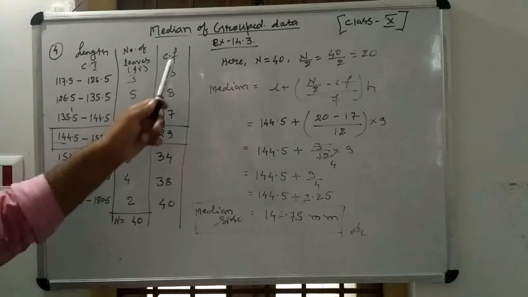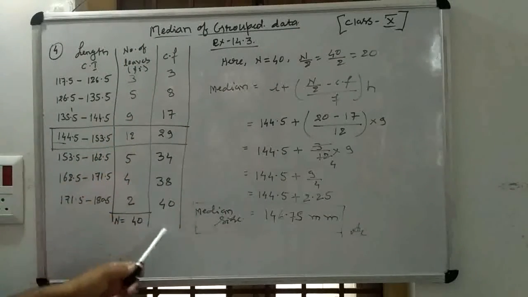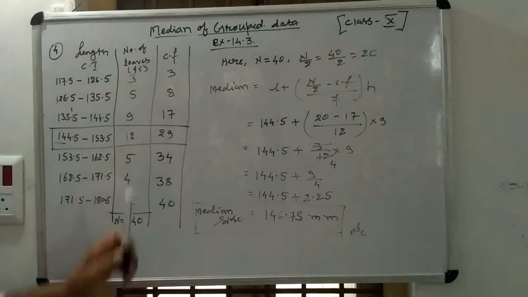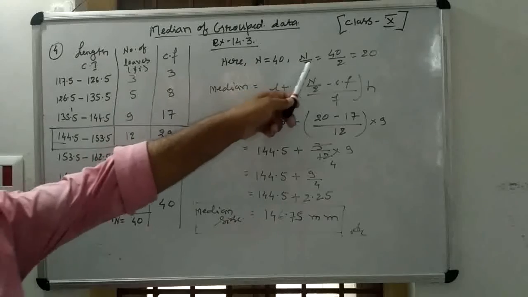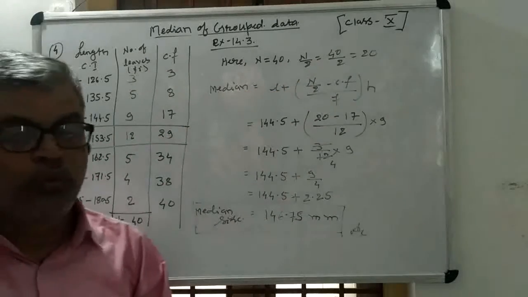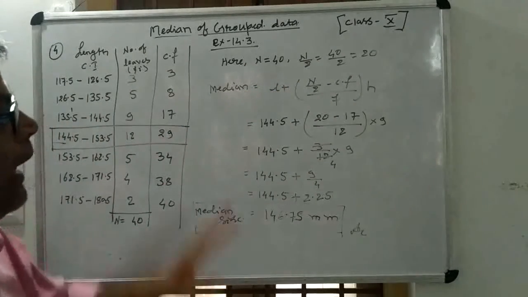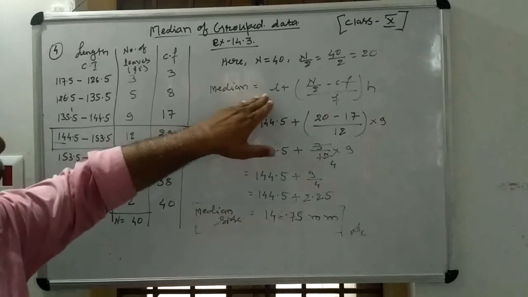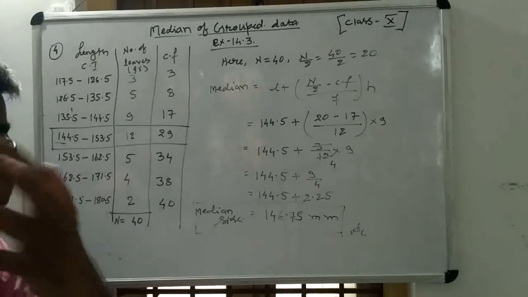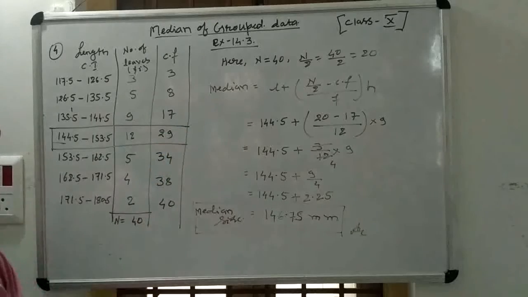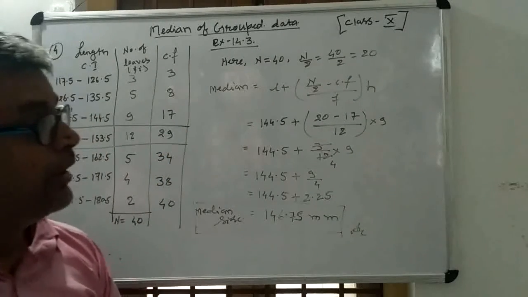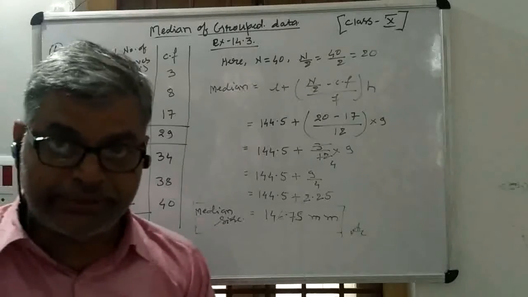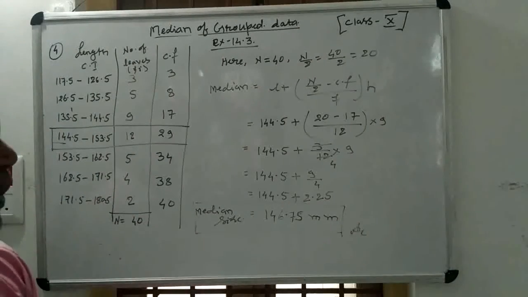So we prepare the table of cumulative frequency, and we know that here n is 40. So n by 2 becomes 40 by 2, which is 20. And after that, putting the values in the formula of median, the median will become L plus (n by 2 minus CF) by F into H.